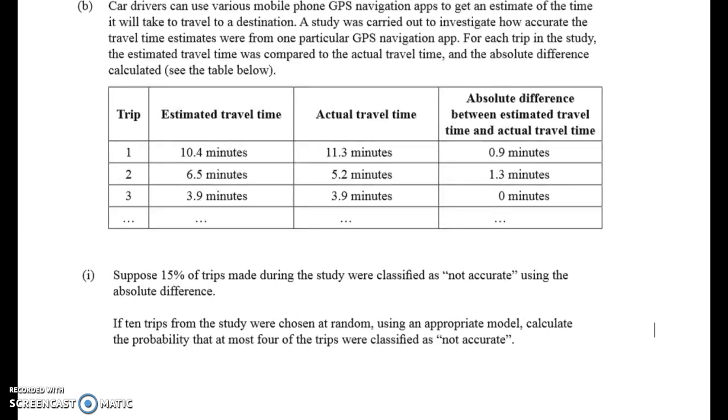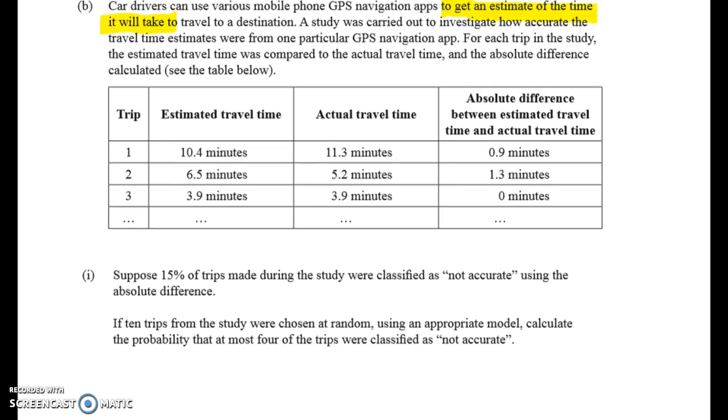So this is the second part of the question, which is all about cars and their GPS systems, which was, I thought, quite a nice context. So we're told that car drivers have got different mobile phone navigation apps. I'm going to show you how I'd highlight as I go through. And they're used to get an estimate of the time it will take to travel to a destination.